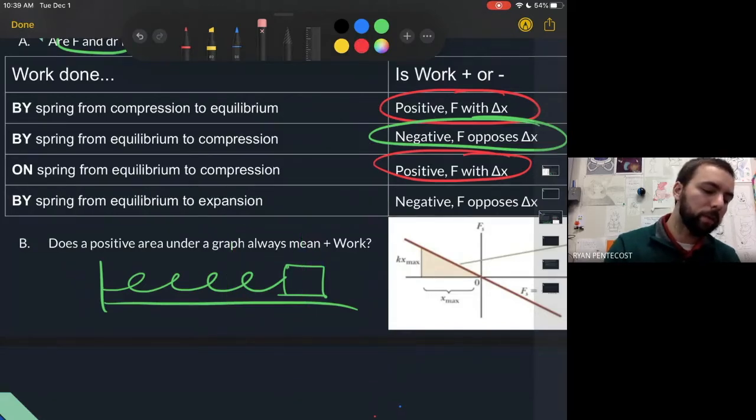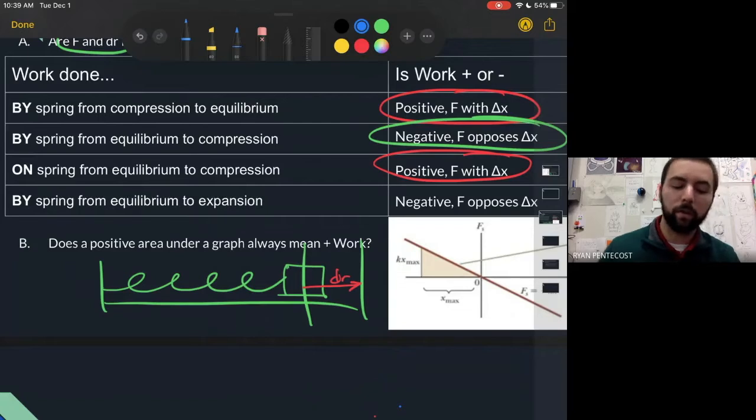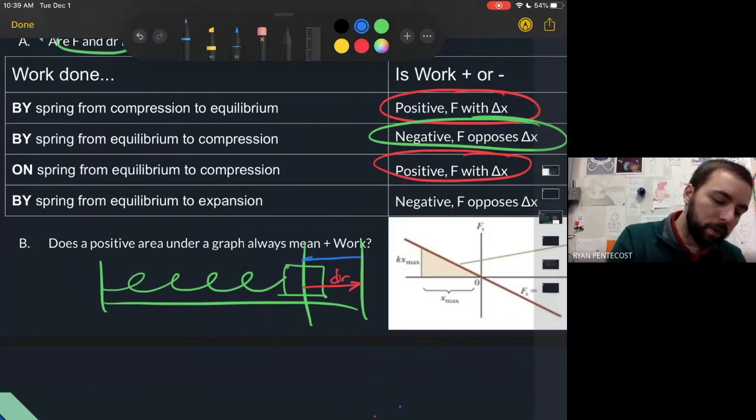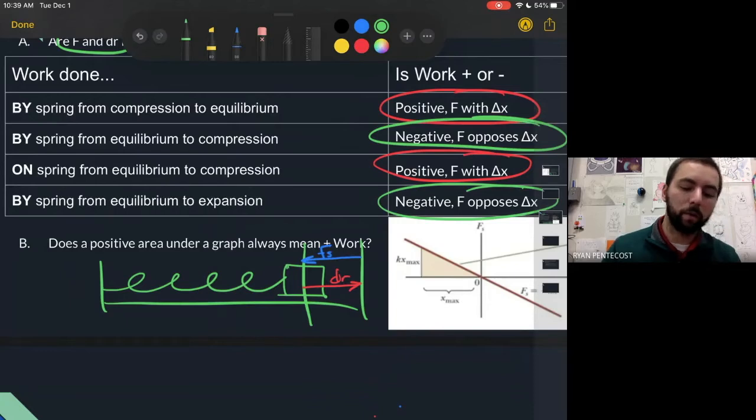Now, last one, what is the force done by the spring from equilibrium to expansion? So if we want to go from equilibrium and we are moving out to expansion, what is the force done by the spring? Well, again, the spring always wants to return to equilibrium. So that arrow, the force done by the spring, will always point towards equilibrium. So this is again going to be negative because the force is going to oppose your displacement, right?